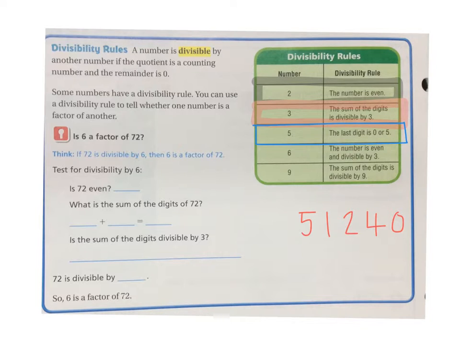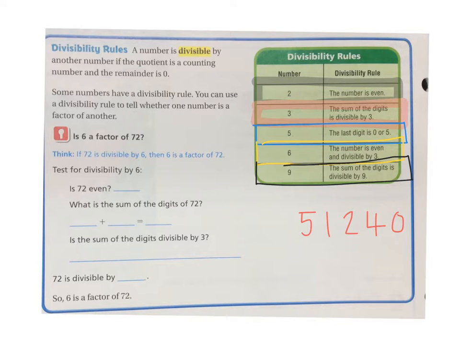Okay, let's look at the next one. If a number is even and divisible by 3, that means it is also divisible by 6. Is this number also even and also divisible by 3? Yes. So what does it also need to be divisible by? 6. So what's another factor of this number? 6. Good. See how cool that is?